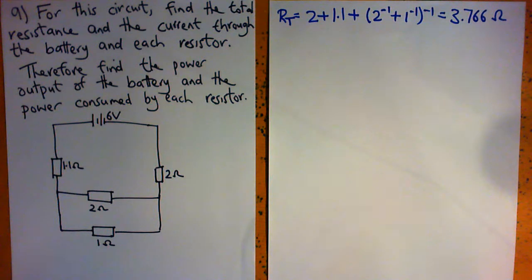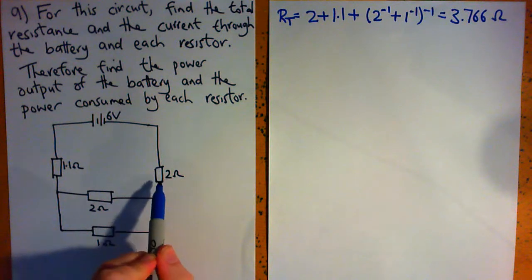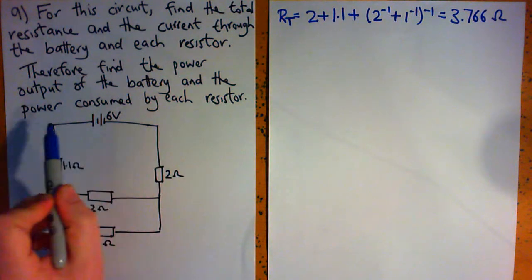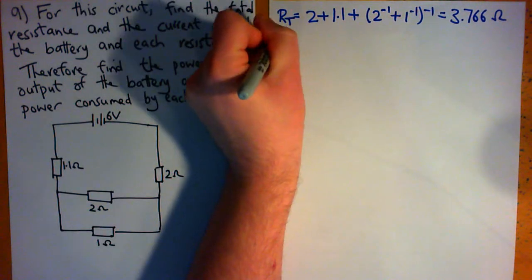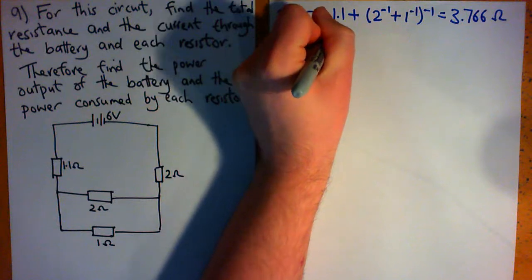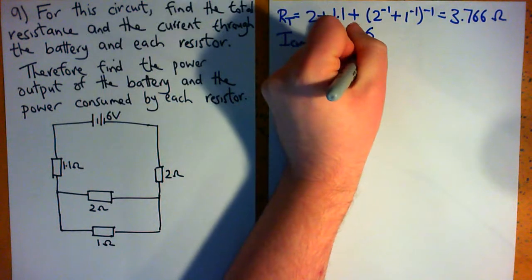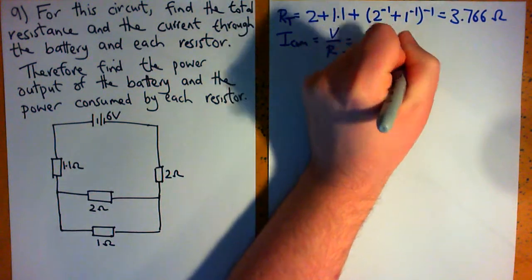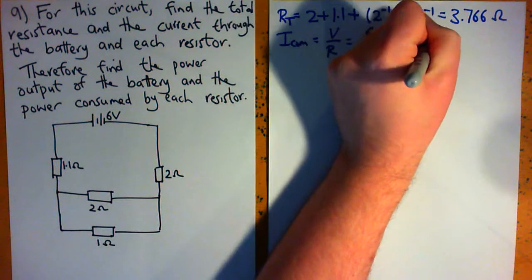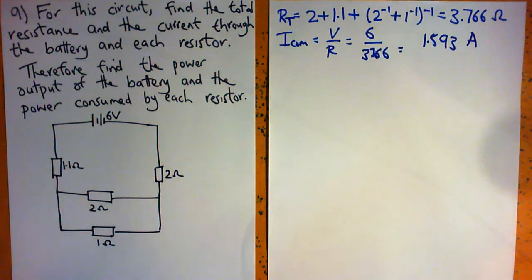Now we need to find the common current, the current through the battery, which will be the same as the current through the series 2 ohm resistor and the 1.1 ohm resistor. The common current is obtained by Ohm's law, V over R, which is 6 divided by 3.766, and if we calculate that, we end up with 1.593 amperes. So that's the current through the battery.